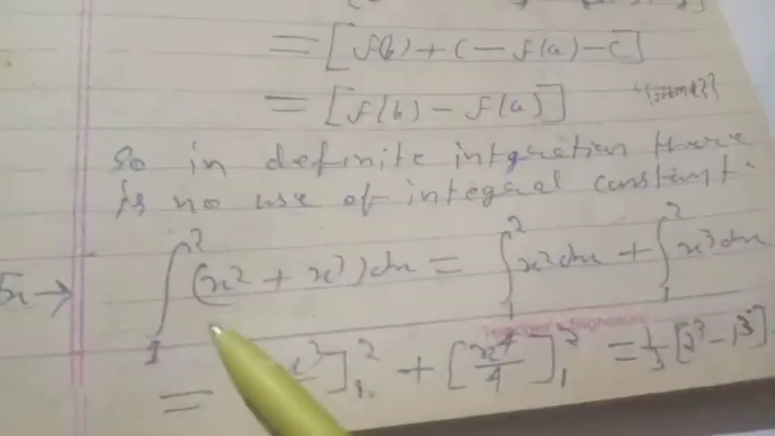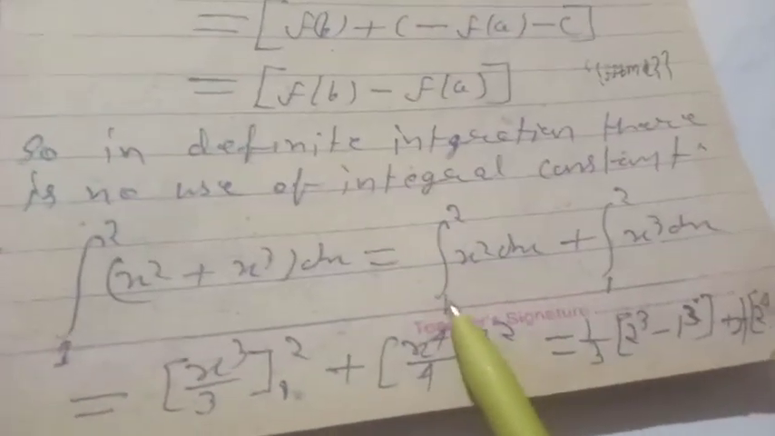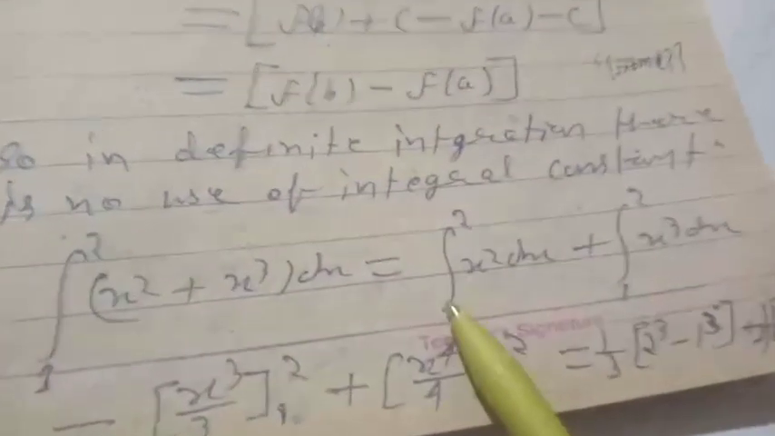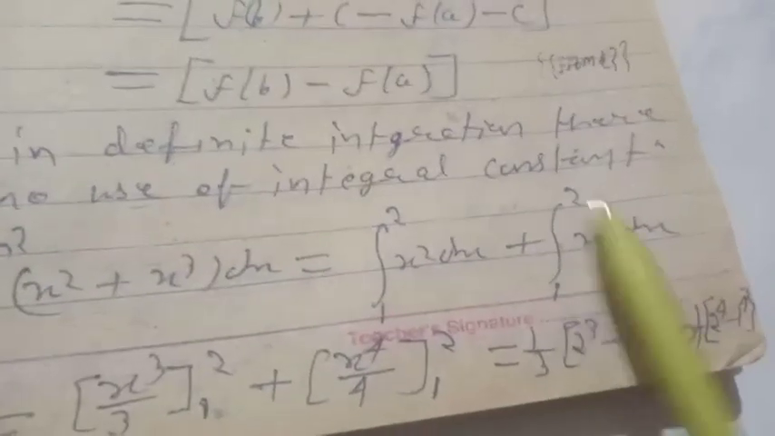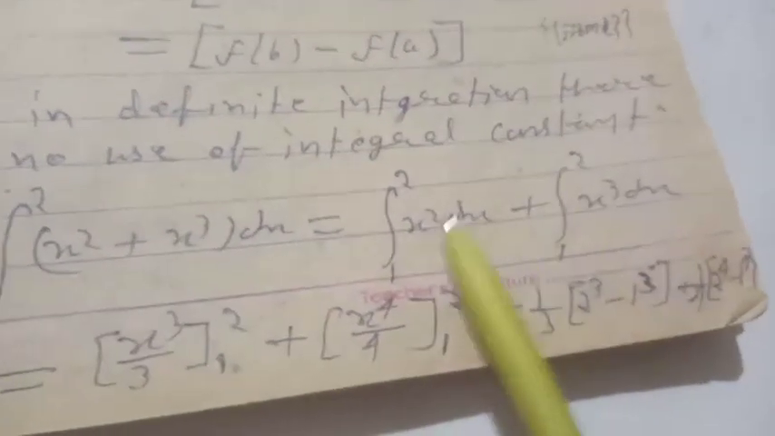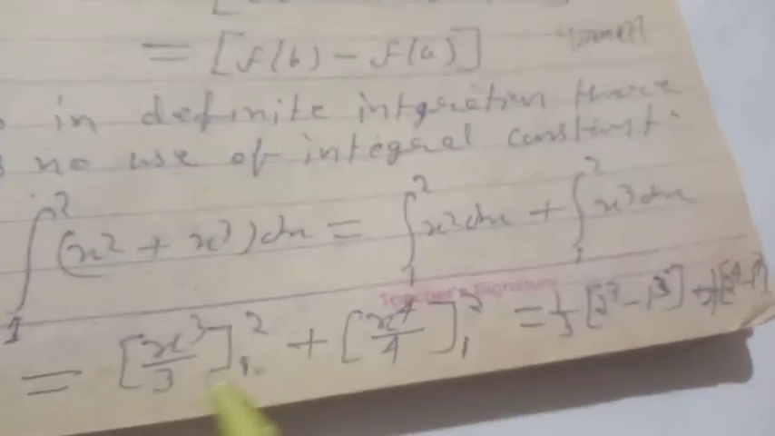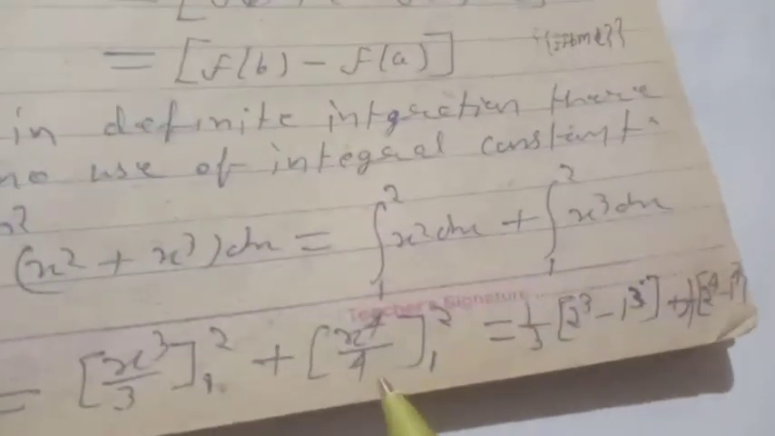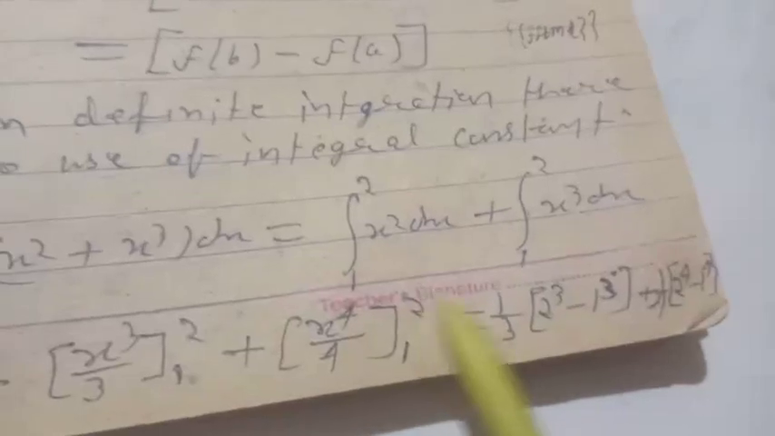For example, integration of x square plus x cube dx. We can integrate it like this: integration from 1 to 2, here a limit is given, the lower limit is 1 and the upper limit is 2, of x square dx plus integration from 1 to 2 of x cube dx. Now when we integrate, this will become x cube by 3 and we have to put the limit 1 to 2. The second integration will be x to the power 4 by 4, with limit 1 to 2. We have to calculate the limit value.